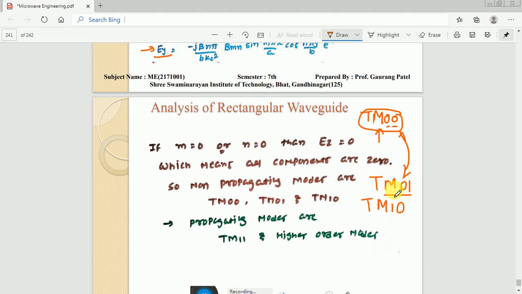So if either of the values of m and n is 0, that mode will not propagate through the rectangular waveguide. So the propagating modes are TM11 and higher order modes.